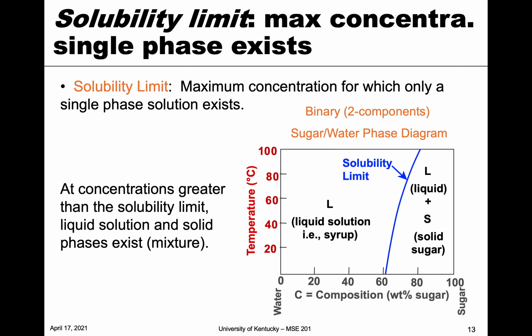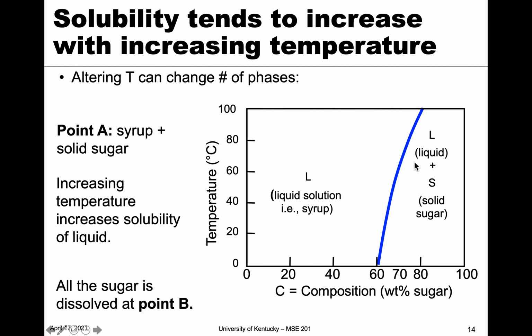And so the solubility limit is just the maximum concentration for which we can have a single phase. So the syrup or sugar solution is a single phase, but once we have the solid sugar, that's two phases, right? So that's the solubility limit. And one thing that we see here is that temperature changes it as well. So this solubility limit isn't constant, it actually changes, it has a slope to it. And so let's investigate that a little bit more.